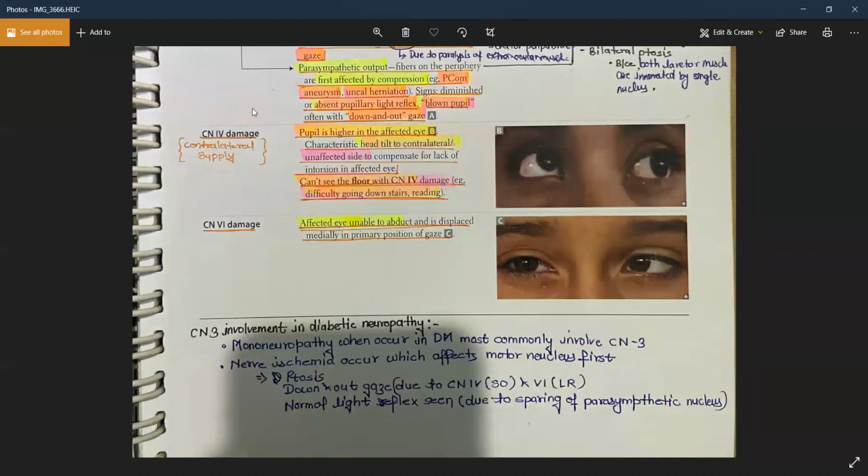Then you have a fourth nerve damage, and the fourth nerve supplies the superior oblique muscle, right? In that case, you will have an intorsion. Yes, because of a damage of my fourth nerve, I'm going to have an intorsion of my eye, because the function of my superior oblique is to cause the extorsion, right?